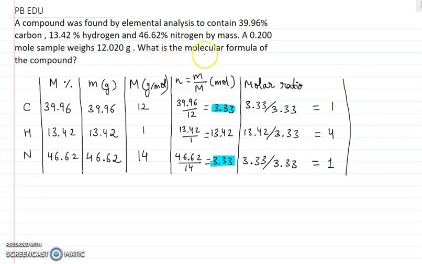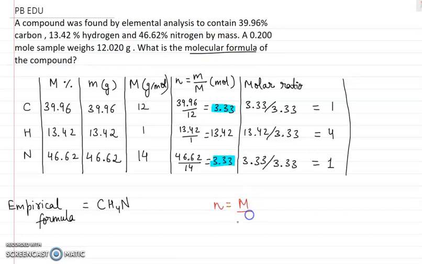We had to calculate the molecular formula. So first of all, we have to calculate the empirical formula. So with that, we have carbon 1, hydrogen 4 and nitrogen 1. So this was the method to calculate the empirical formula. Now to calculate the molecular formula, we have to calculate a value, that is N. N is equal to molar mass divided by empirical formula mass. It implies that we have to calculate the empirical formula mass.